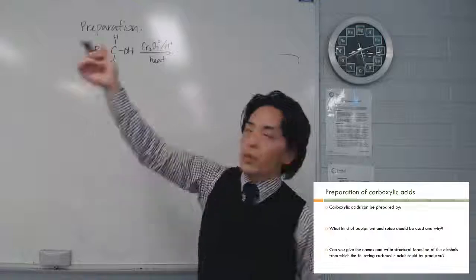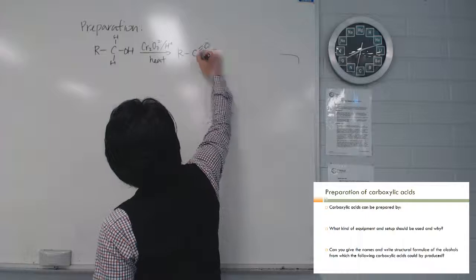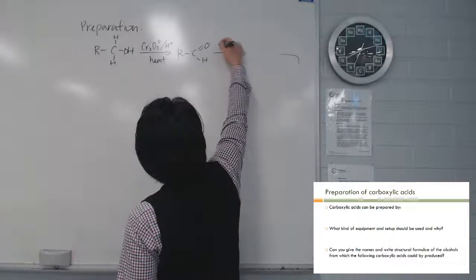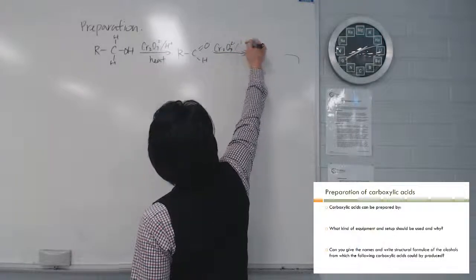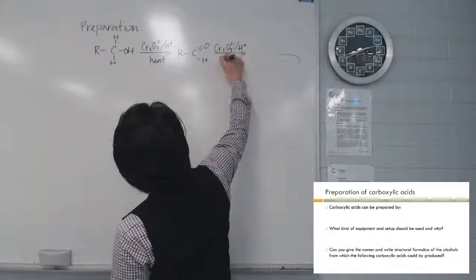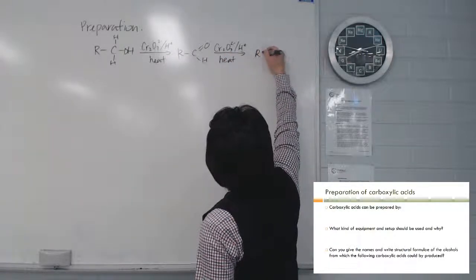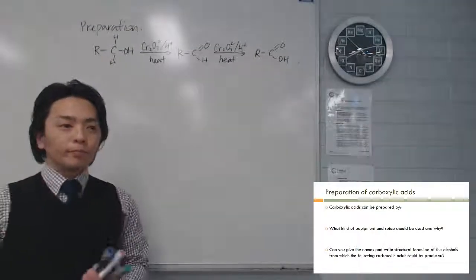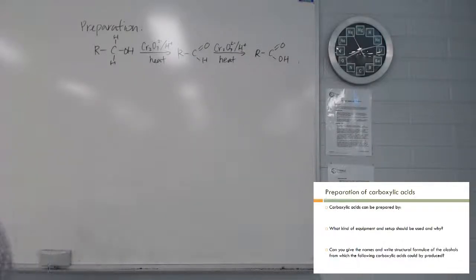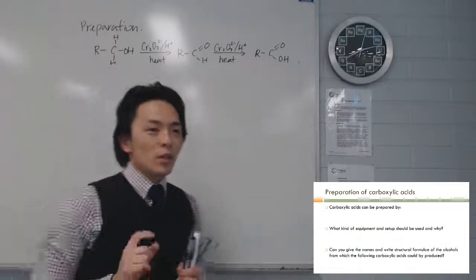And there are two products from that. It's going to be aldehyde. Same reagent. So if you manage to keep that reactant inside of a chamber, it can become carboxylic acid, yeah? Okay. So what kind of equipment and setup should be used? What's the reason why as well? I just mentioned something.